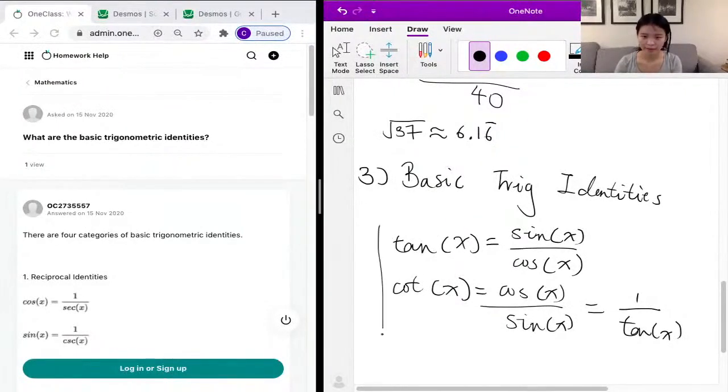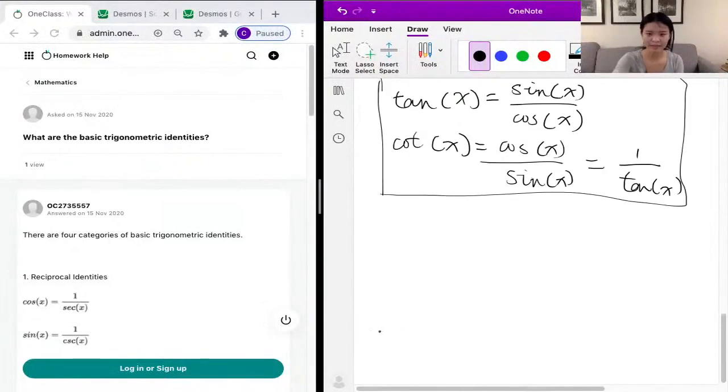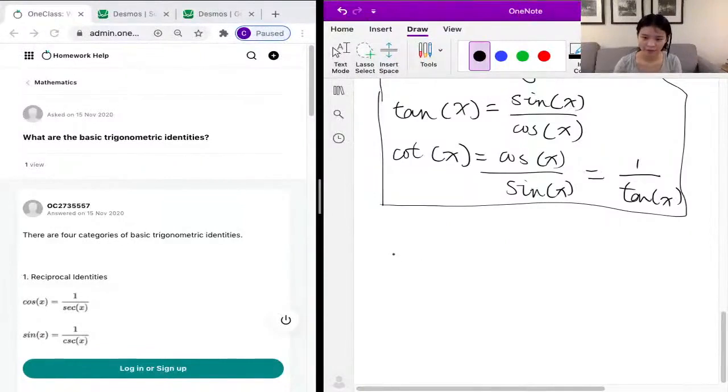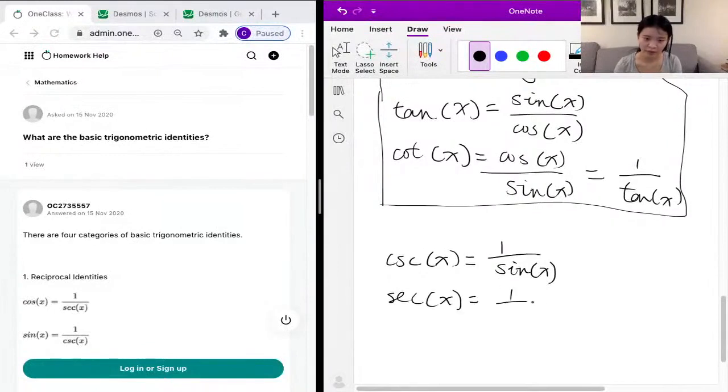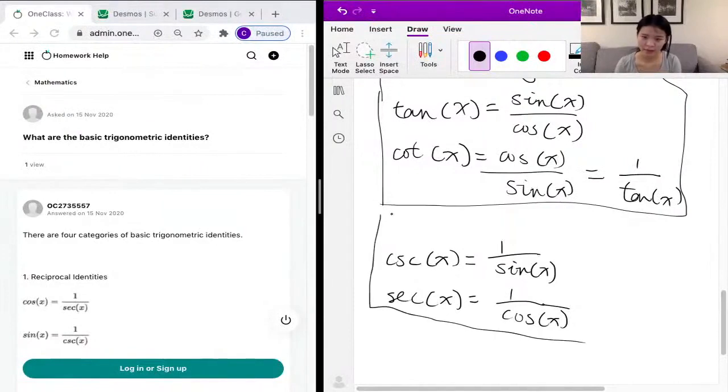There are also other trig identities. For example, we have the identities for cosecant of x and secant of x. Cosecant of x is equal to 1 over sine of x, and the secant of x is equal to 1 over the cosine of x. These are another kind of trig identities that are quite common.